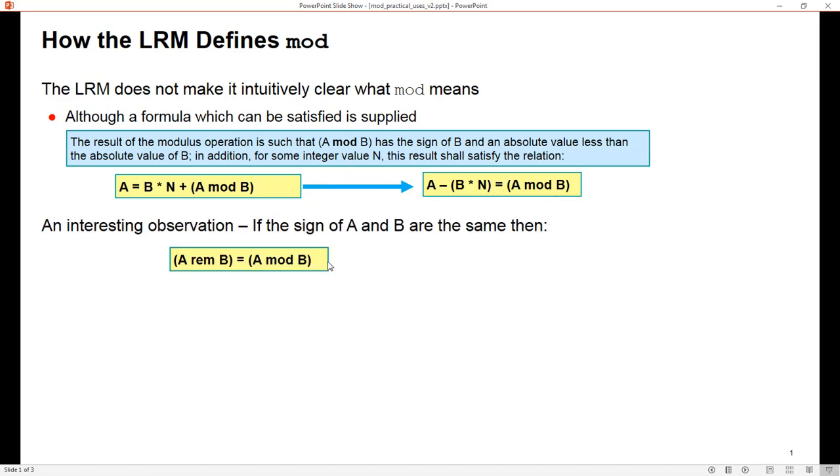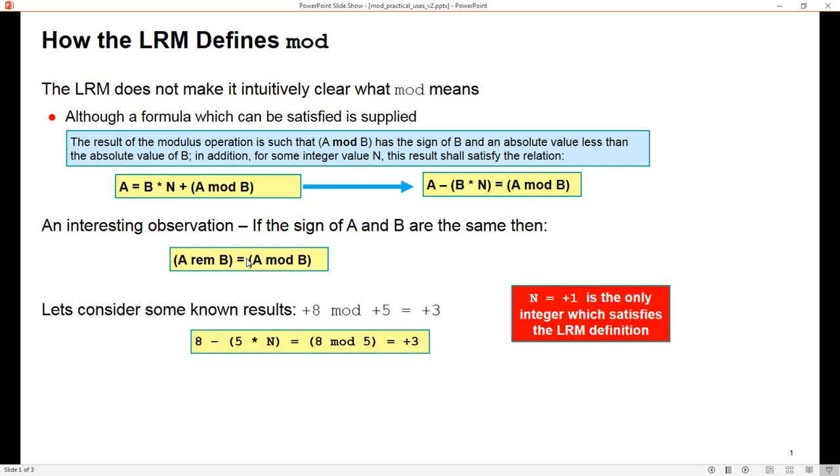So an interesting observation, and we're not going to go into detail, as I said before, about what mod does and how it works here, but if the signs of a and b are the same, i.e. they're both positive or they're both negative, then they actually do the same thing. The result will always be the same. So if we have something that we're familiar with, like 8 rem plus 5 would leave us a result of plus 3. Just imagining that we had the rem operator here and not the mod operator for a moment, just to explain this. 8 divided by 5, 5 divides into 8 once, and we have 3 left over, so that's where the result plus 3 comes from.